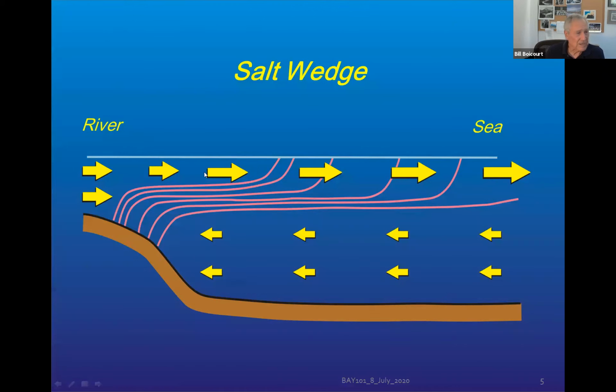Light water flows seaward on top of the heavier water, just like in the lab experiment, except it's continuous. The boundary between the fresh water and the salt water is pretty sharp. These magenta lines indicate contours of salt content, or salinity. This is a very sharp interface in salt wedges.